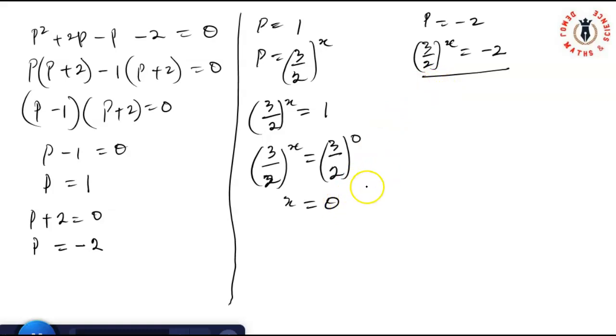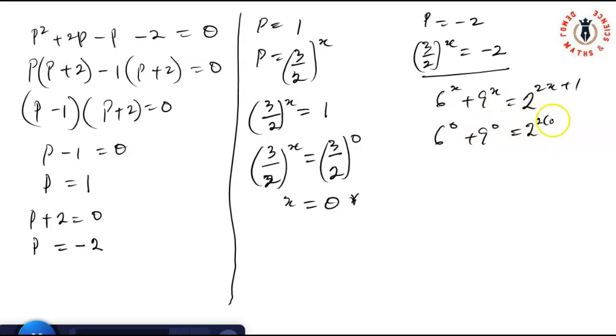We can go ahead and test this in our equation. If x is equal to 0 and we have 6 raised to power x plus 9 raised to power x to be equal to 2 raised to power 2x plus 1. X is equal to 0, that's 6 raised to power 0 plus 9 raised to power 0 is equal to 2 raised to power 2 times 0 plus 1. 6 raised to power 0 is 1, plus 1 is equal to 2 raised to power 2 times 0, that's 0, plus 1, that's 1. That means 1 plus 1 is equal to 2, which is correct.